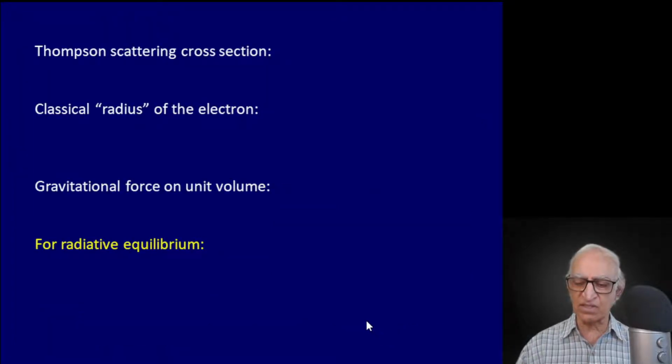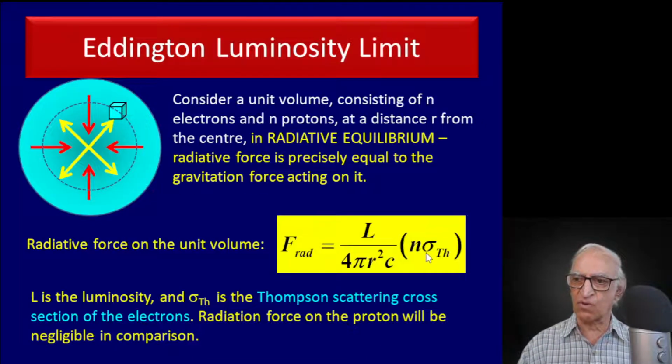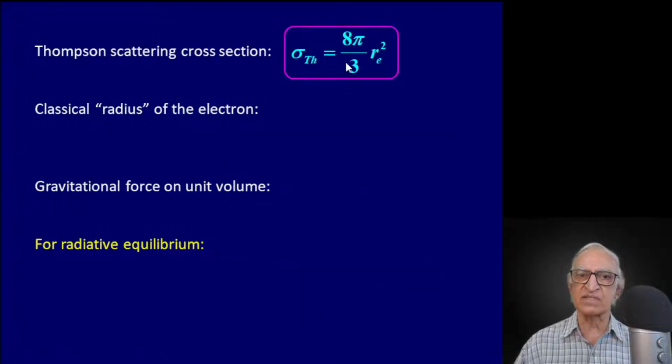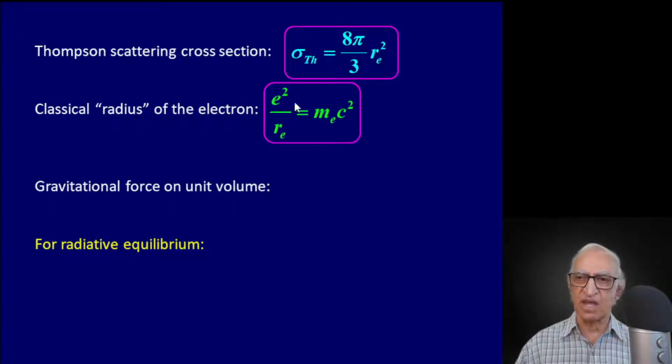Now, let us recall what is the Thomson scattering cross-section. The Thomson scattering cross-section is 8 pi by 3 multiplied by the square of the electron radius. And the electron radius is defined by this relation, that the electrostatic energy e squared over Re is equal to the rest mass energy mc squared.